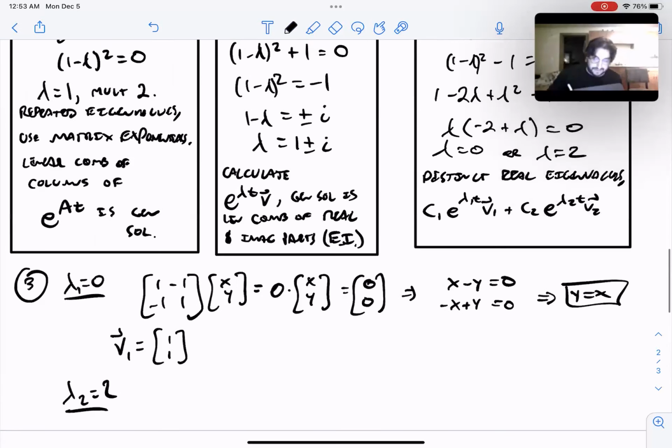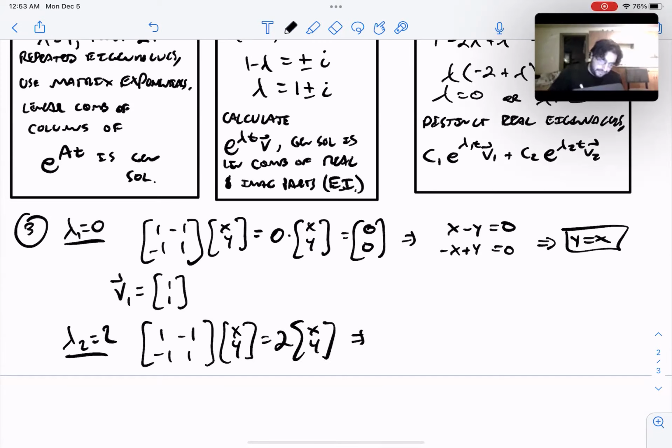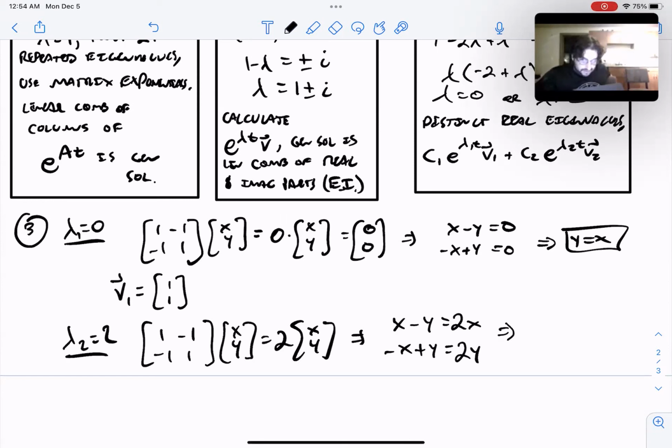Let's consider this other eigenvalue. So what would this be? [1, -1; -1, 1] times (x, y) equals 2 times (x, y). So what does that tell us? That tells us that x minus y equals 2x. It also tells us that negative x plus y equals 2y, right? And then these are the same equation, basically, right? These both, if you simplify a little bit, both become what?